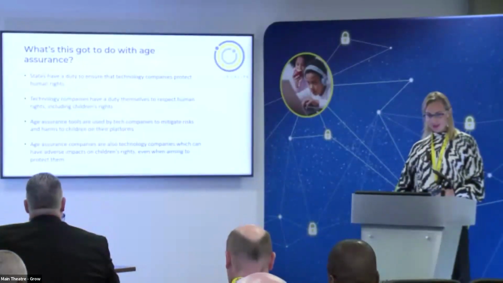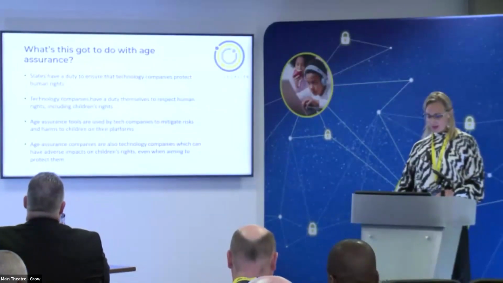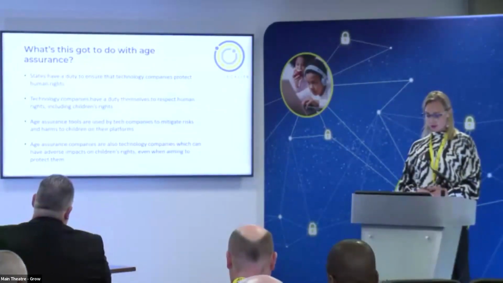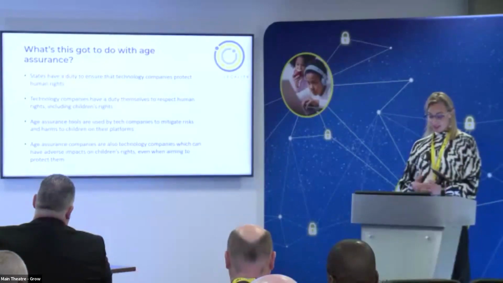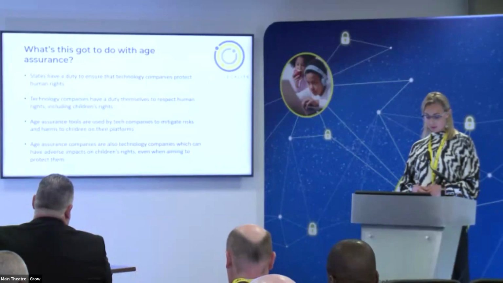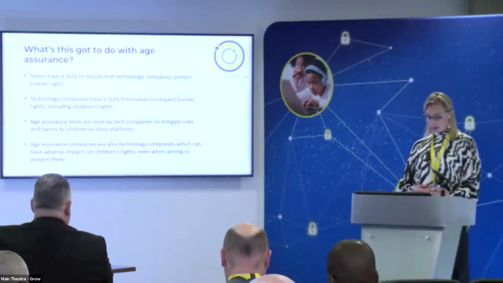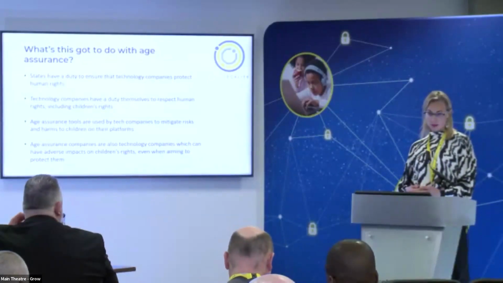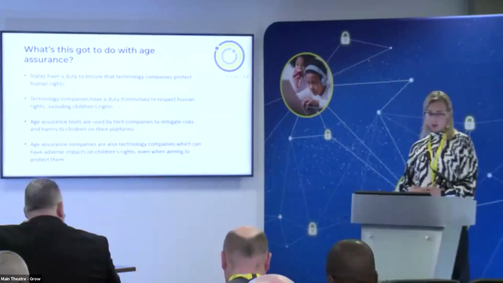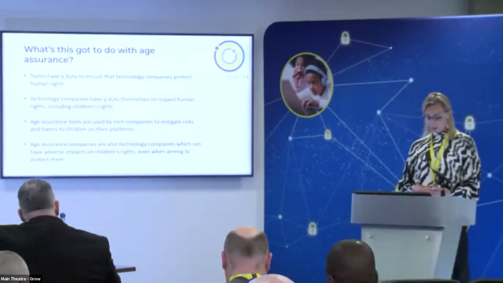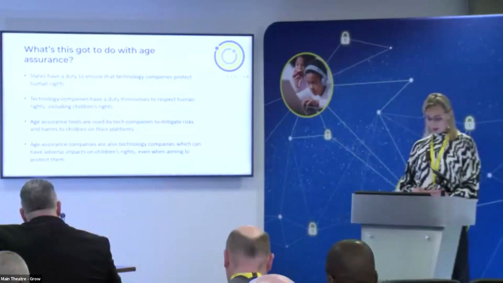So what's this got to do with age assurance? Well, states have a duty to ensure that technology companies protect human rights, and children's rights are also human rights. And technology companies have a duty themselves to respect human rights, including children's rights. And age assurance tools are used by technology companies to mitigate risks and harms to children on their platforms. And age assurance companies are also technology companies which can have adverse impacts on children's rights and broader human rights.